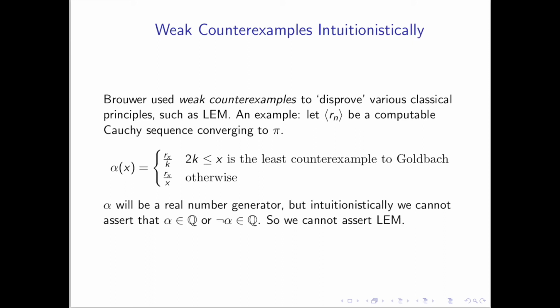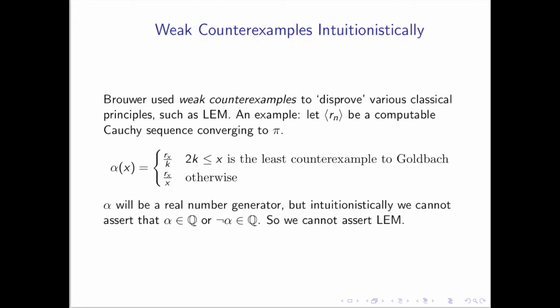So here's an example of a weak Brouwerian counterexample. Let R_n be some computable Cauchy sequence converging to pi, and then define a real number generator as follows. If up to k you haven't found a counterexample to Goldbach, then you just take R_k over k. If you have found a counterexample to Goldbach, then at the first one you just set a constant value for the rest of your sequence.